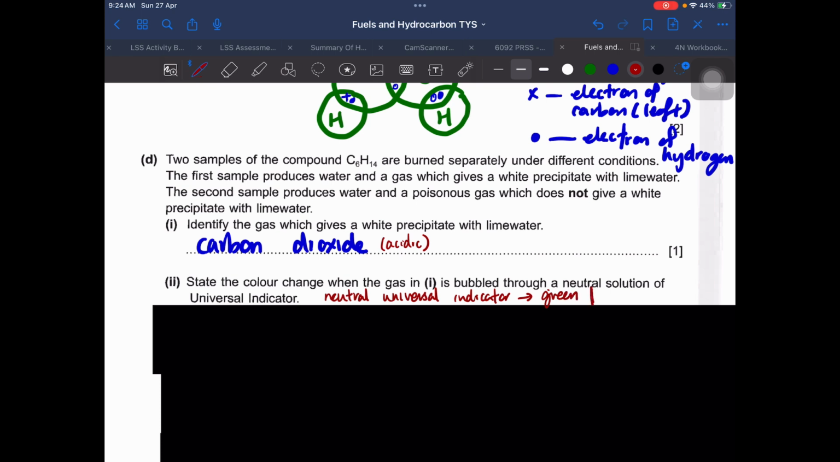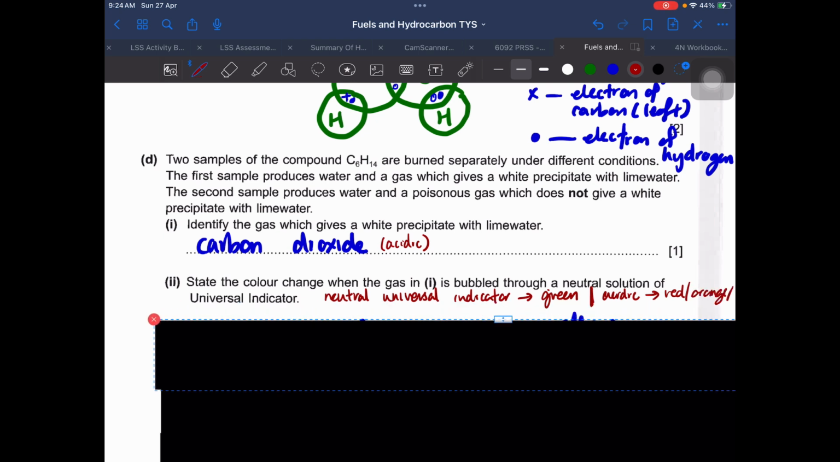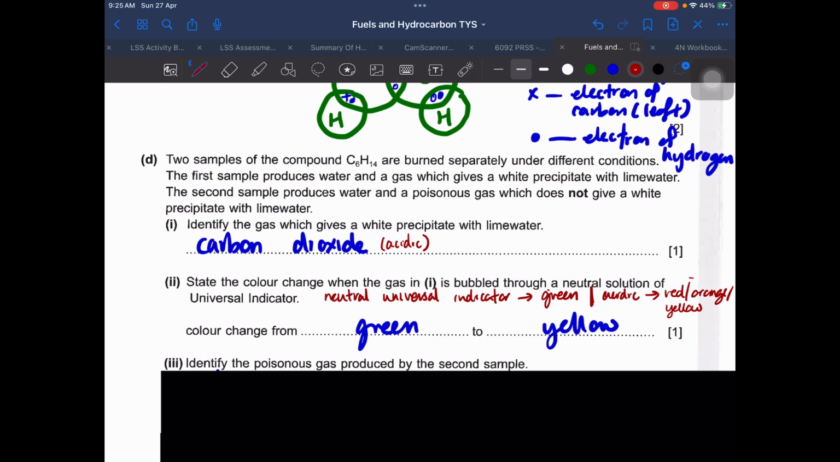Okay, and we know that if it's acidic, the color could be red, orange, or yellow. Right, so over here, if you bubble the carbon dioxide in, the color will change from green to either red, orange, or yellow. But it's most likely going to be yellow because carbon dioxide is a weak acid, right? So this is how the color will look like.